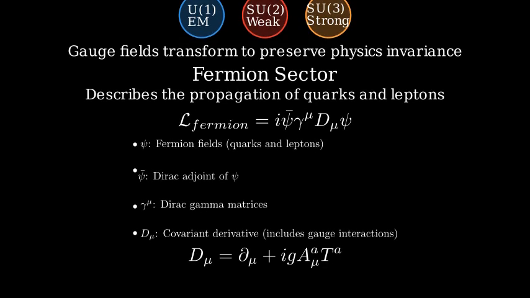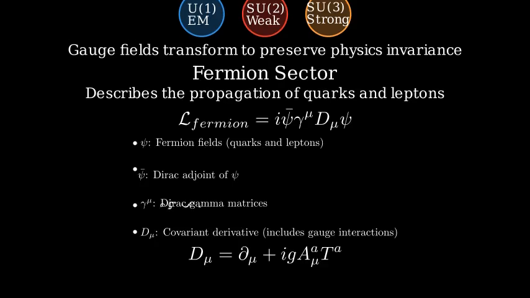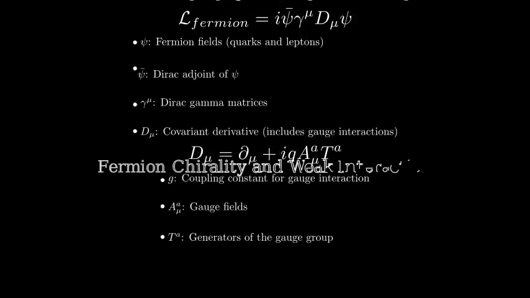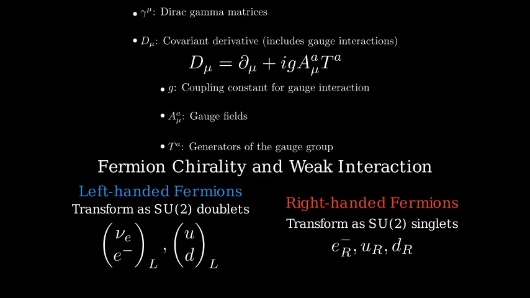The covariant derivative is defined as D_μ equals ∂_μ plus i g A^a_μ T^a, where g is the coupling constant for the respective gauge interaction. A^a_μ are the gauge fields. T^a are the generators of the gauge group in the appropriate representation. This structure ensures that fermions interact with the gauge bosons in a way that preserves gauge invariance. The left-handed and right-handed fermions transform differently under SU(2), which is crucial for the weak interaction.